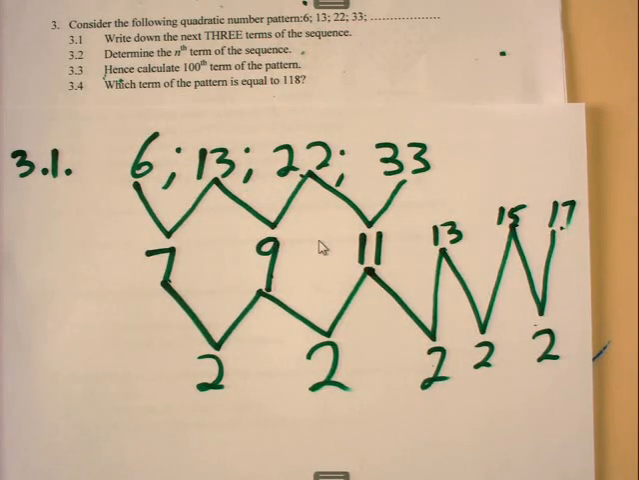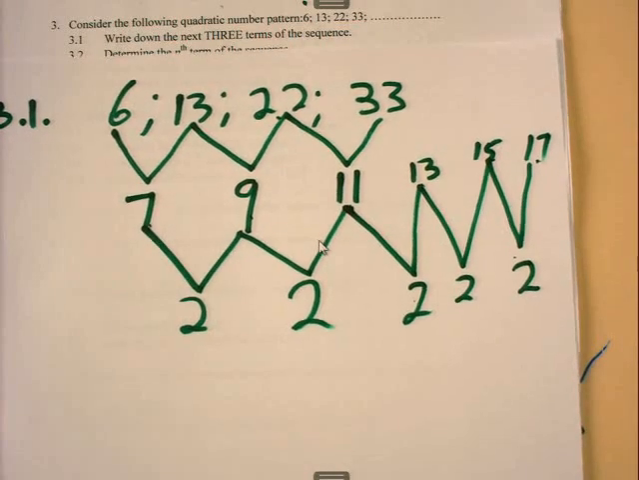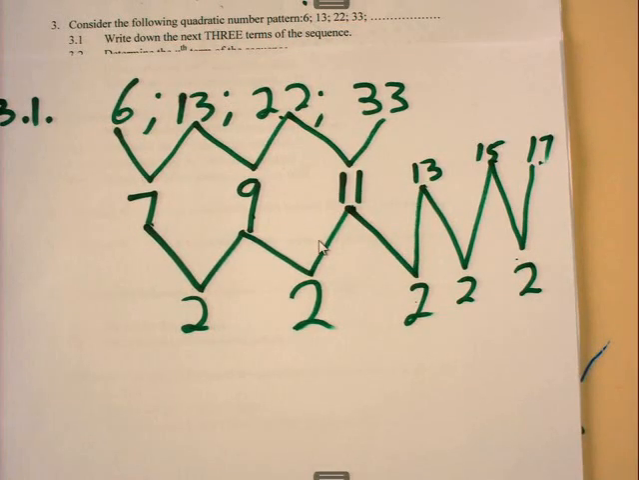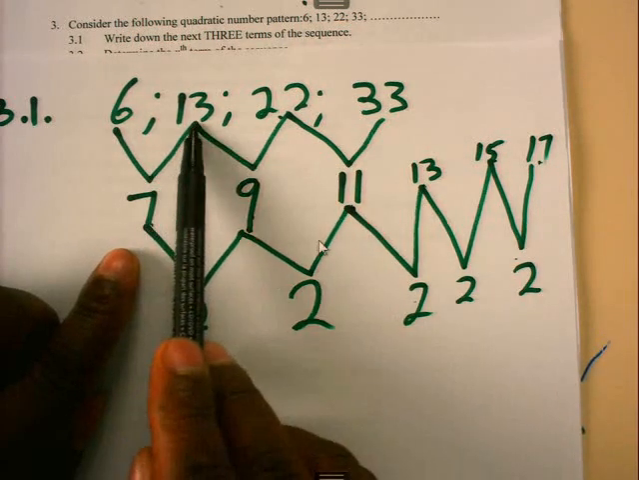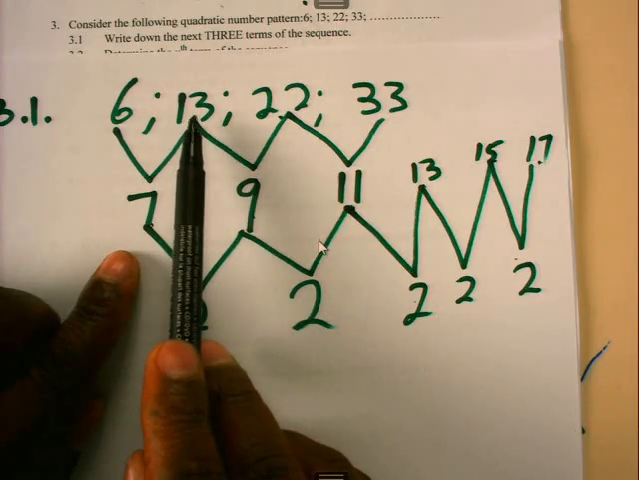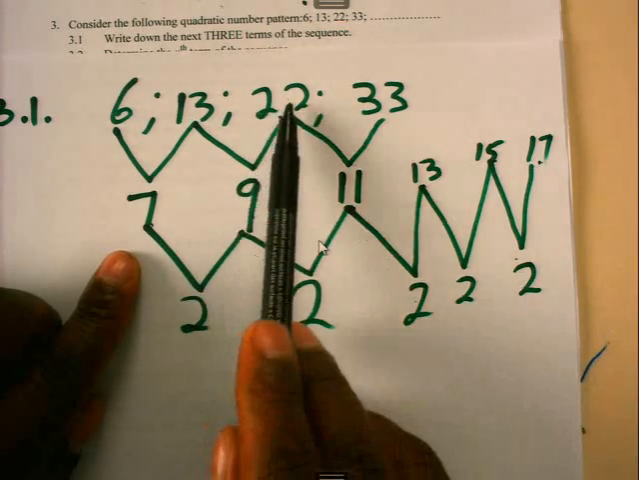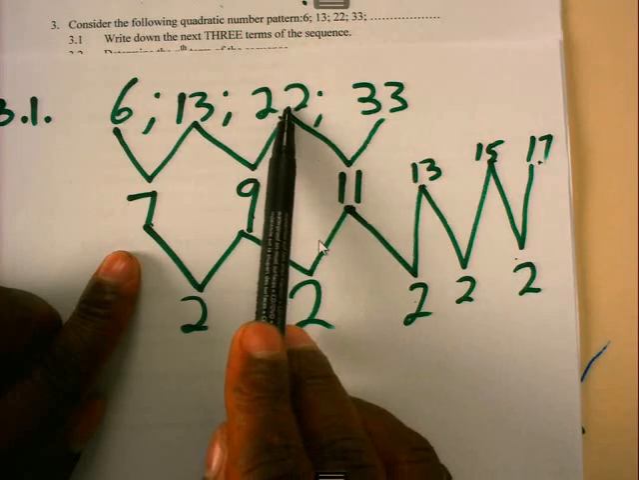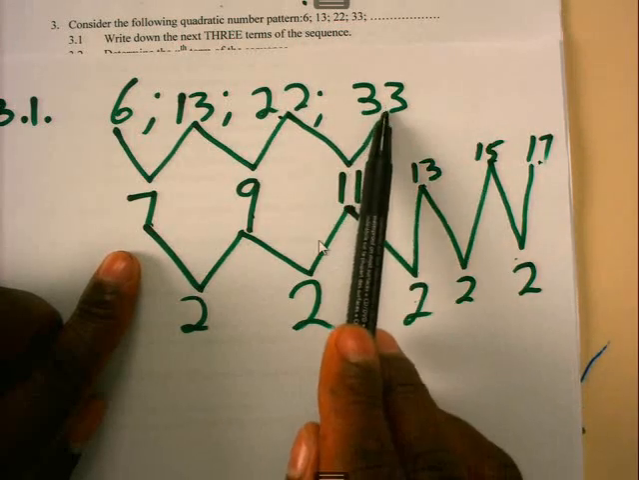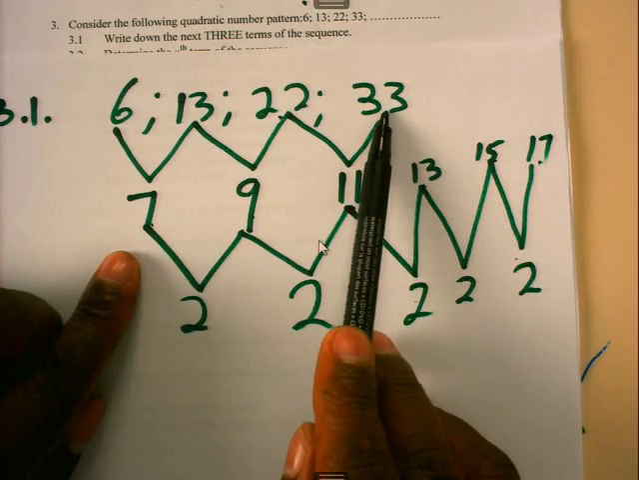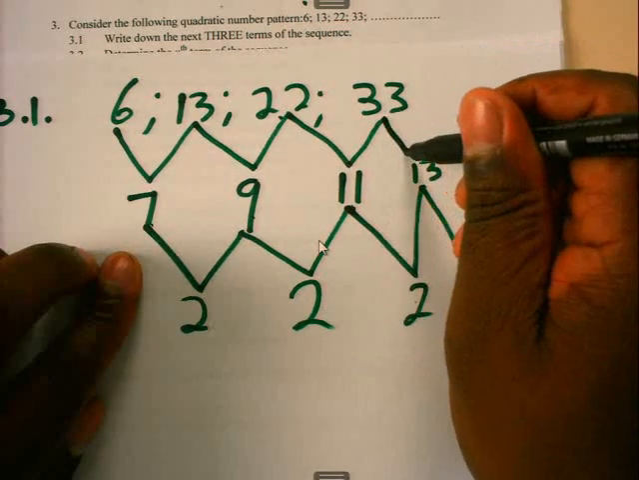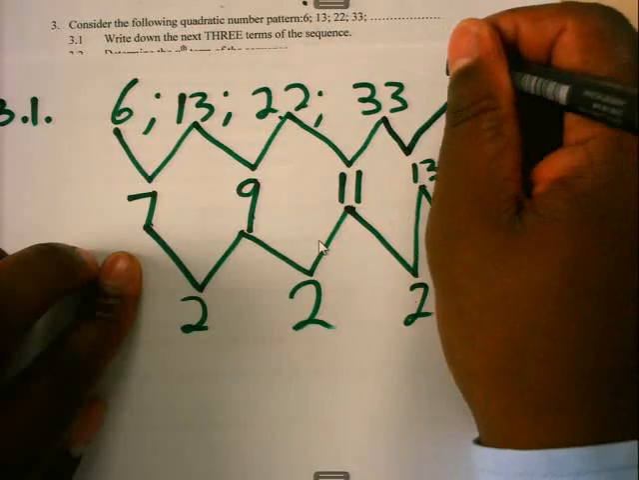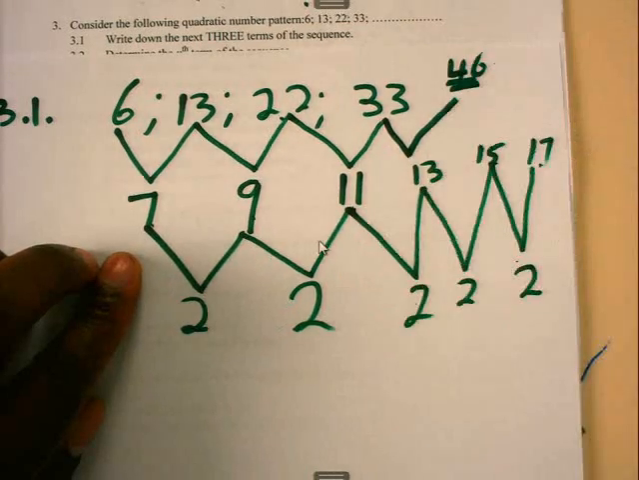So let me show the question clearly. The question states, write down the next 3 terms of the sequence. Check: 6 plus 7 gives us 13. 13 plus 9 gives us 22. 22 plus 11 gives us 33. Now, 33 plus 13 gives us 46. That will be the first new term, 46.